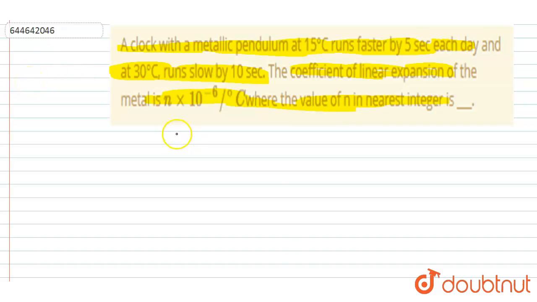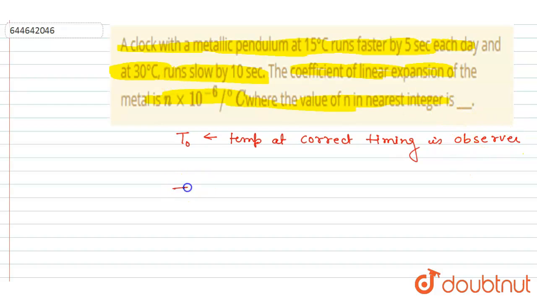Let's say the temperature at which the clock gives the correct time is T naught, the temperature at which correct timing is observed. So what will happen if you decrease the temperature? It will run faster. If you increase the temperature, it will run slower, right?